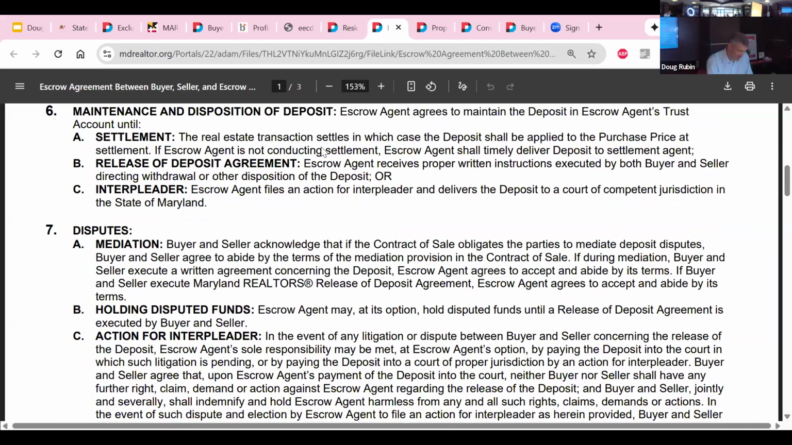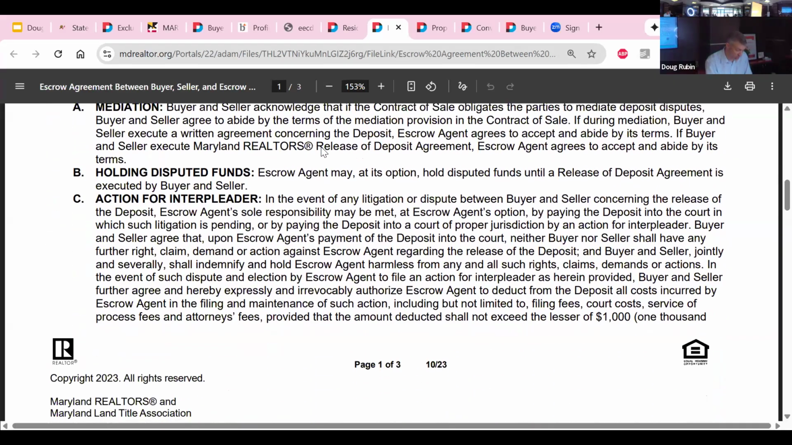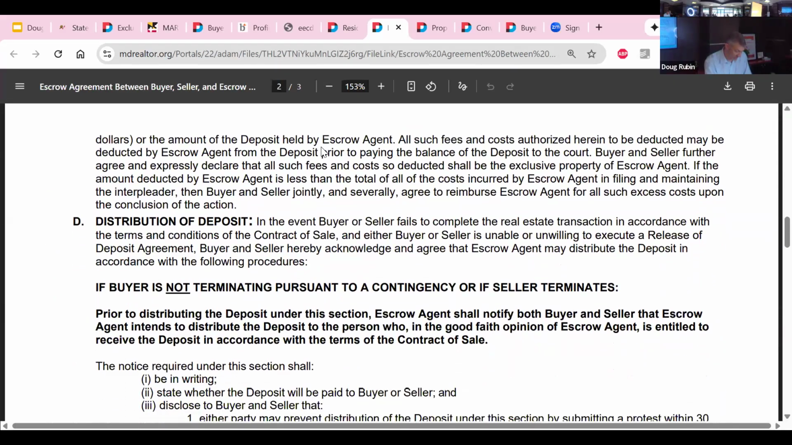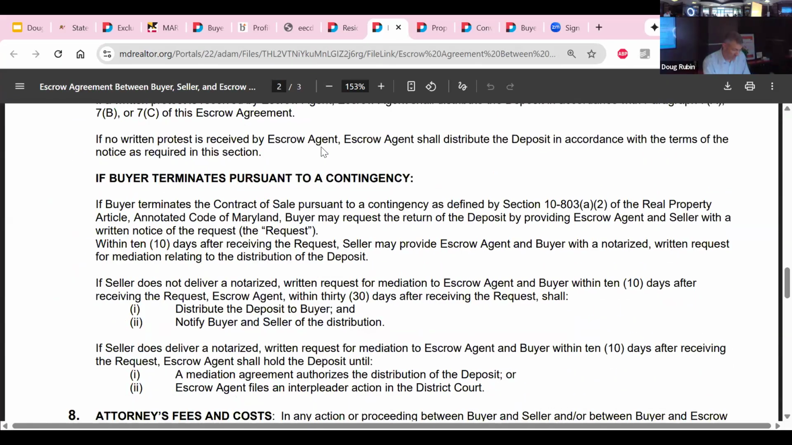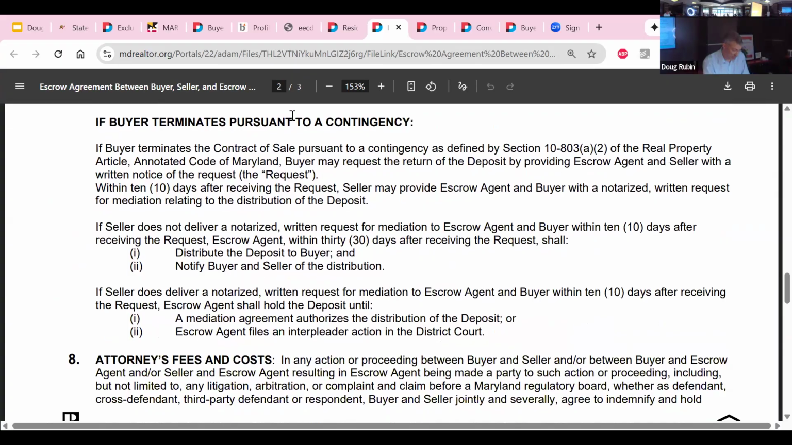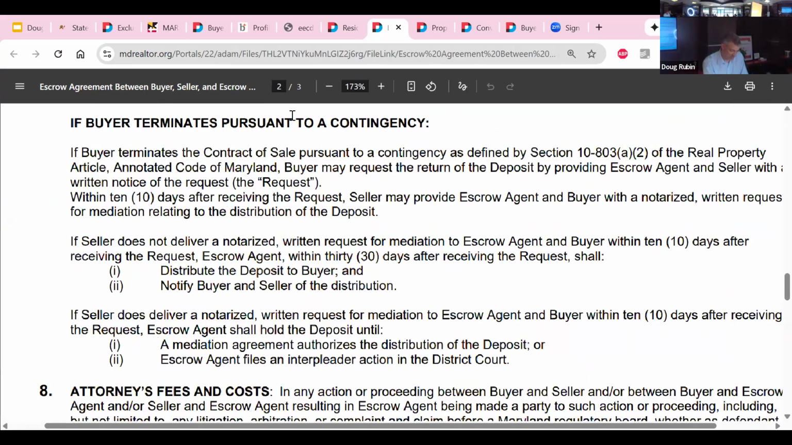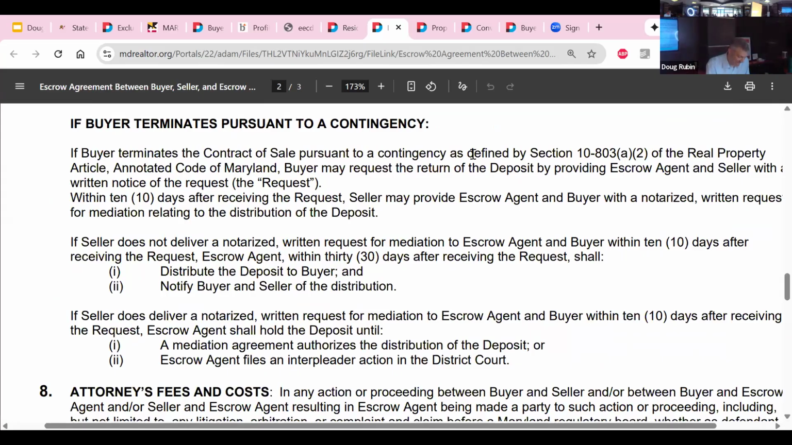Here, let me scroll down, because this is the document you're gonna wanna look at. It goes all the way down. If buyer terminates pursuant to a contingency as defined by section 10803A2. Doug, why did you highlight section 10803A2? Because it's not quite every contingency. Specifically, it does not include the financing contingency.